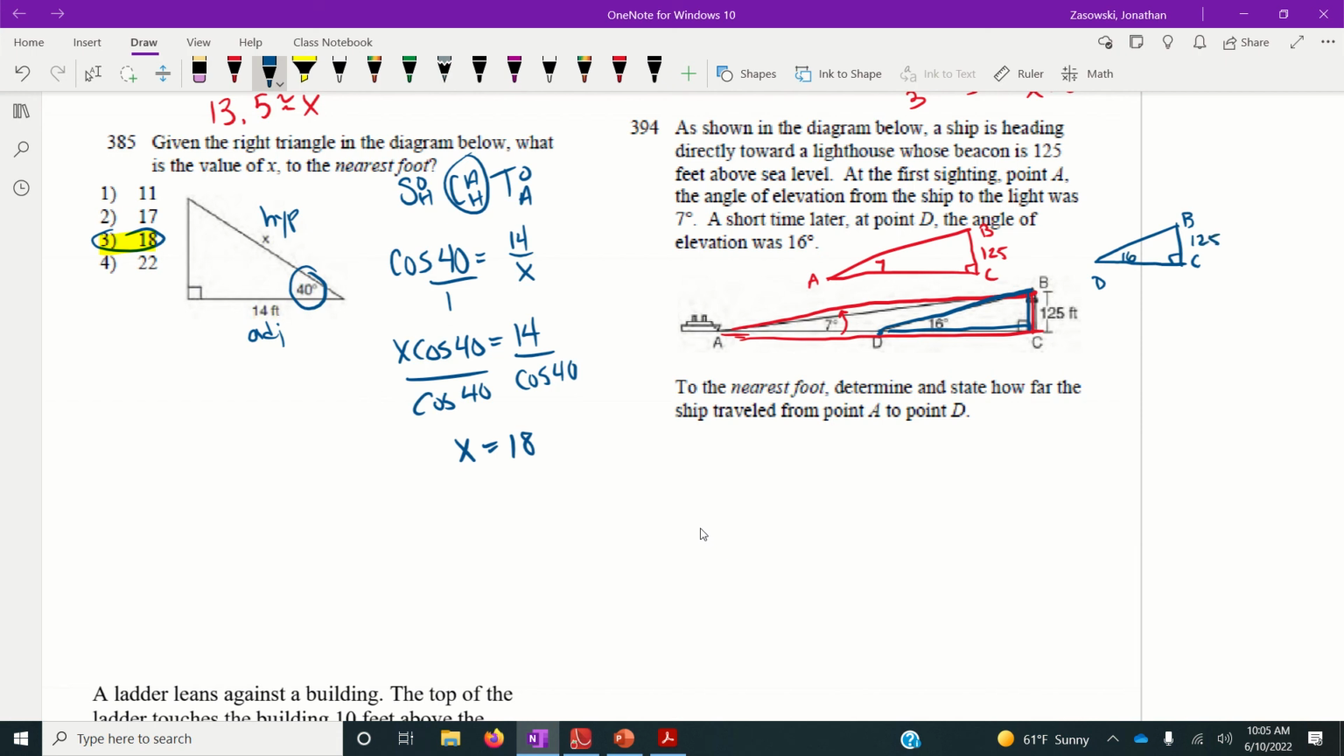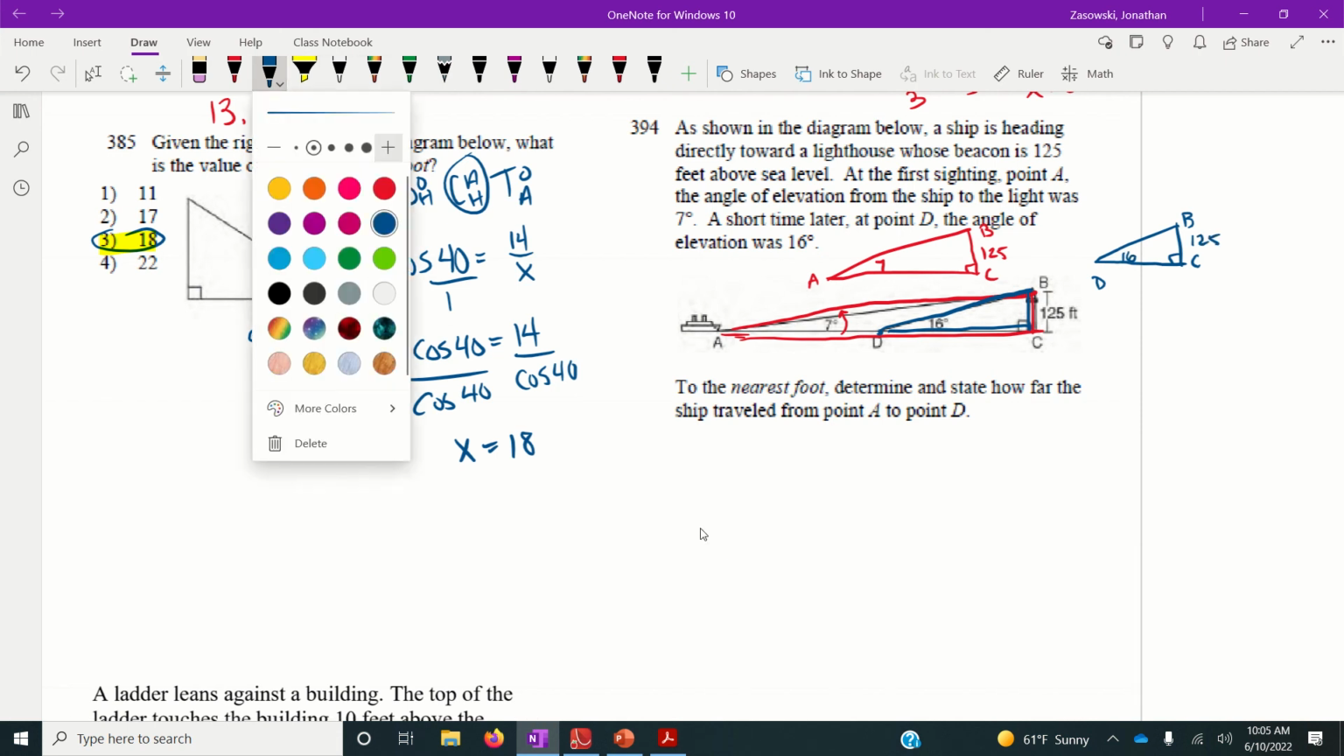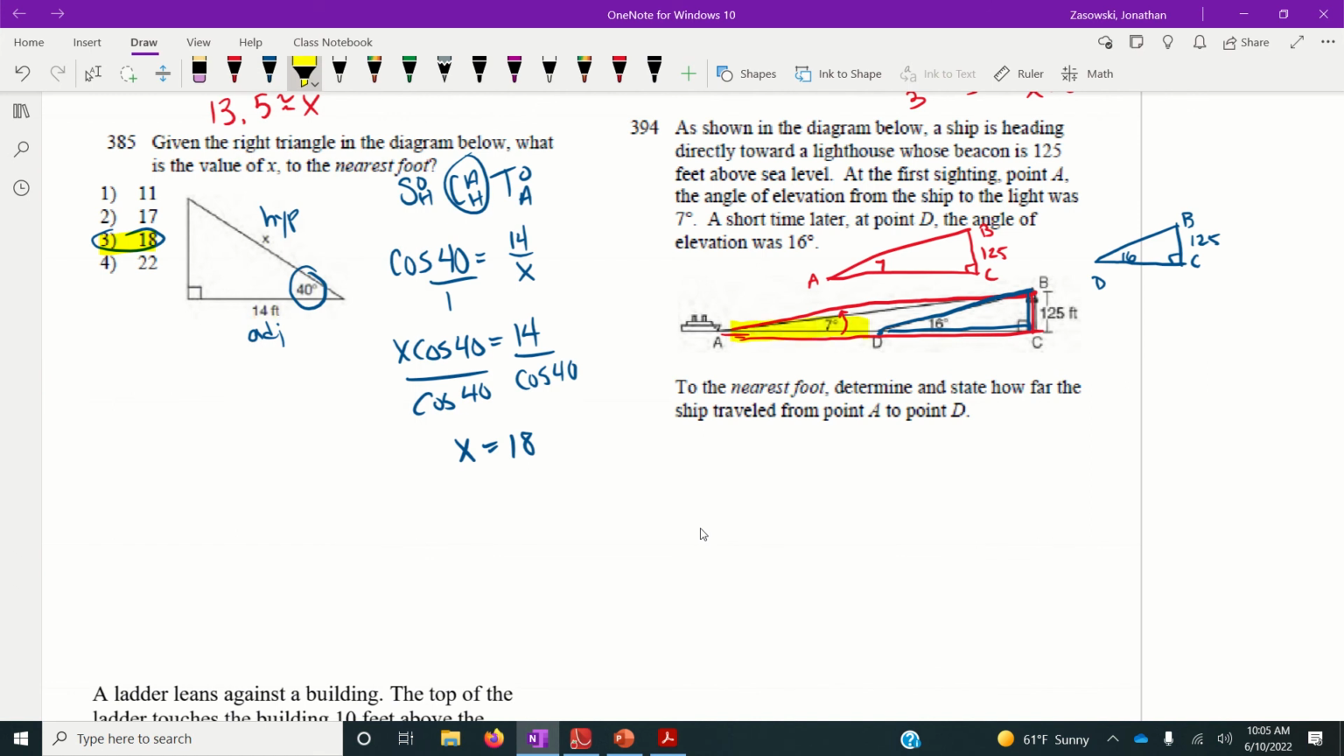So once again, what we need to figure out is how far did the ship travel to get from A to D. And to do that, all we're going to do is figure out the length of this bottom side, whatever this is down here. We're going to figure out the length of this part right here, and then we're just going to subtract them to get the length of our highlighted region here. So we're going to do AC minus DC. And because we have right triangles, we have our angle measure, we're trying to find this side out first. We'll call it X. We have opposite and adjacent from 7. So we can do the tangent of the angle is equal to 125 over X.